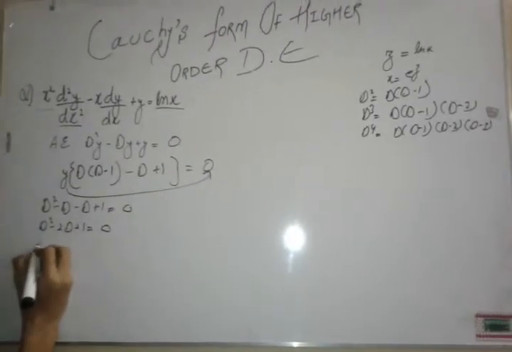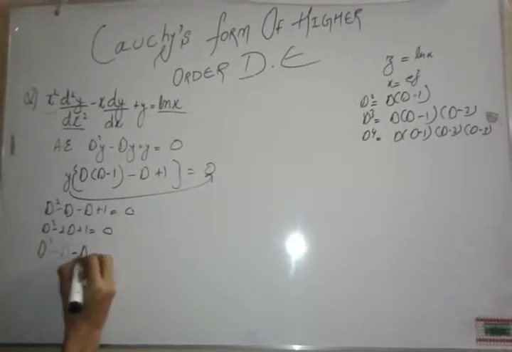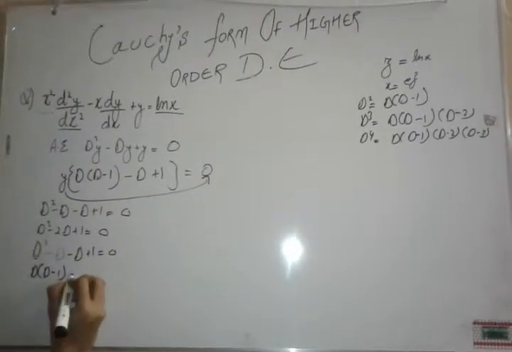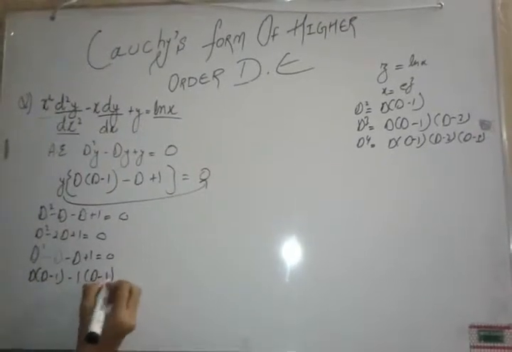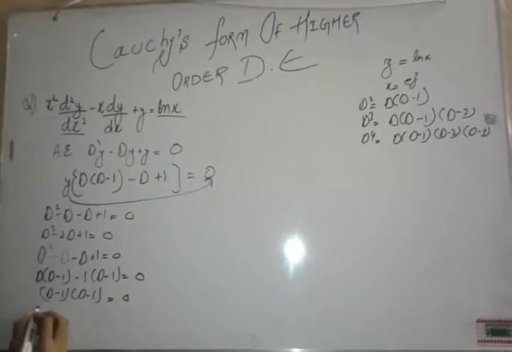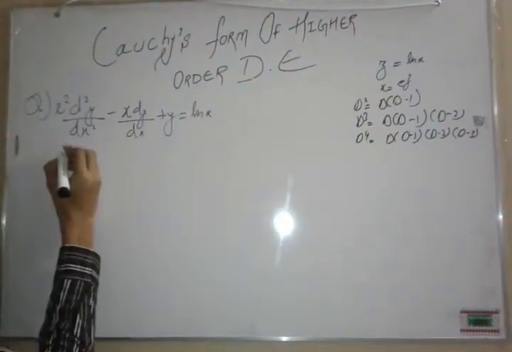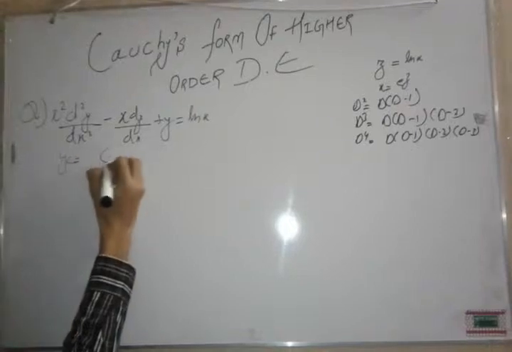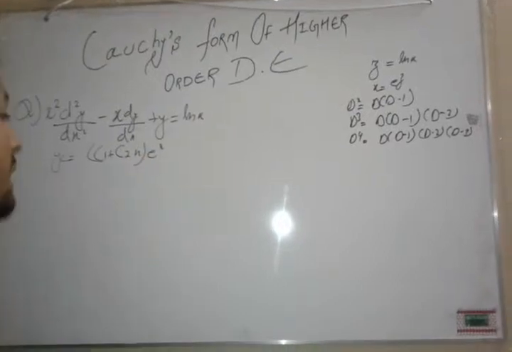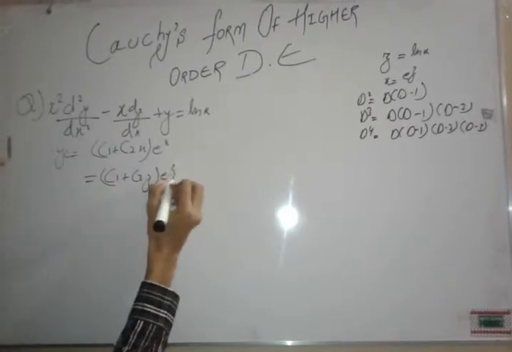Now again breaking it into factors, D square minus 2D plus 1 equals 0. Taking D common, D(D minus 1) minus 1(D minus 1) equals 0. (D minus 1) into (D minus 1), the two factors, and hence its roots will be D equals 1, 1. Now yc will be (c1 plus c2 x) e to the power x. Here x will be replaced simply by z: (c1 plus c2 z) e to the power z.